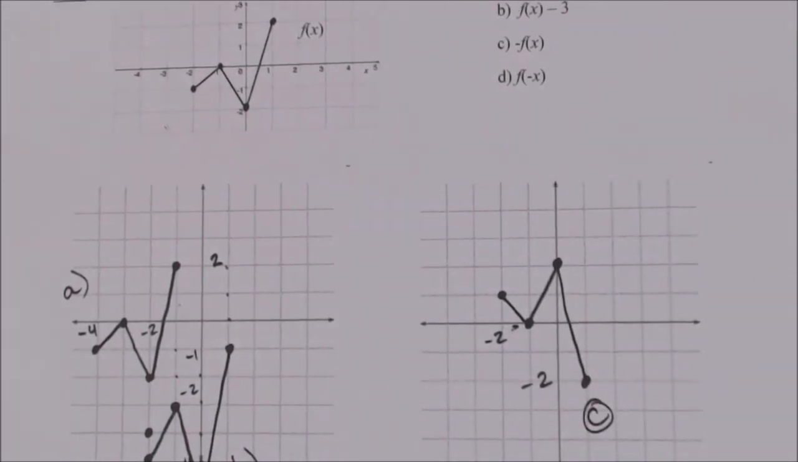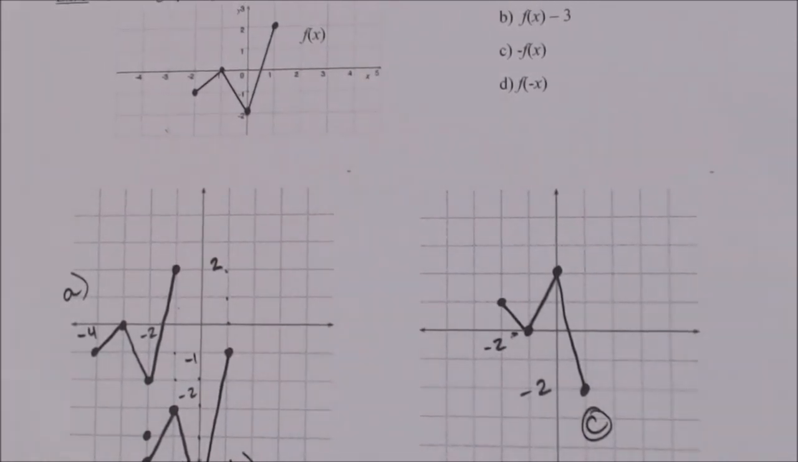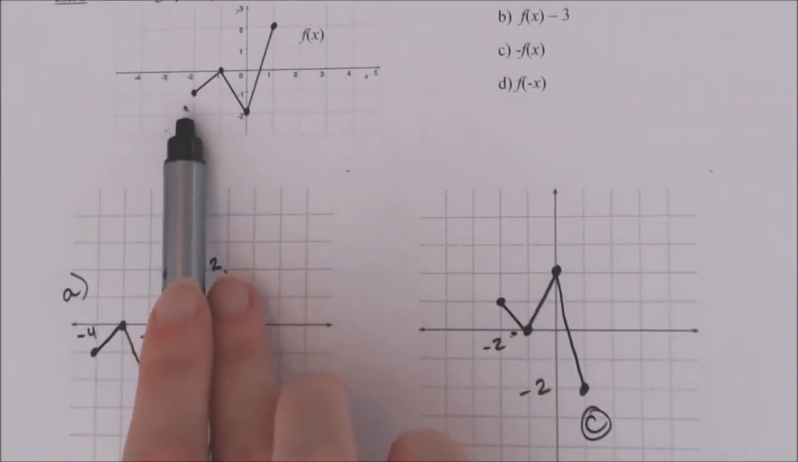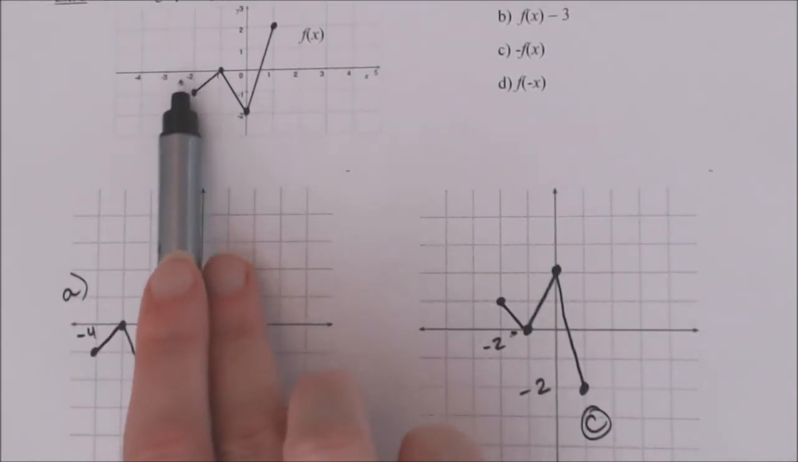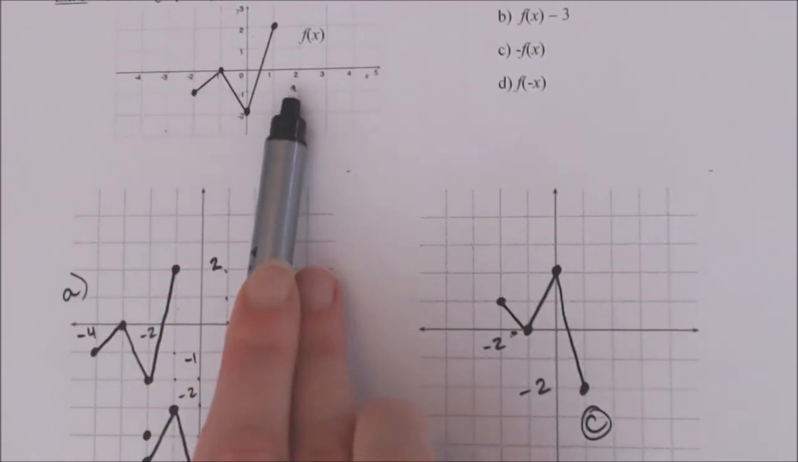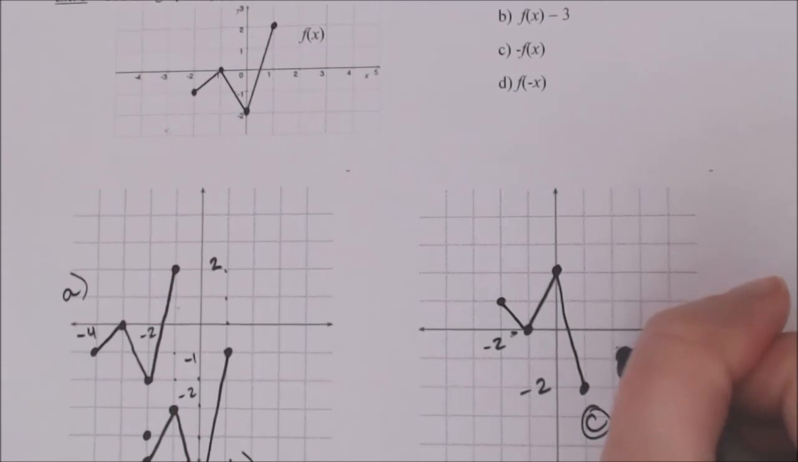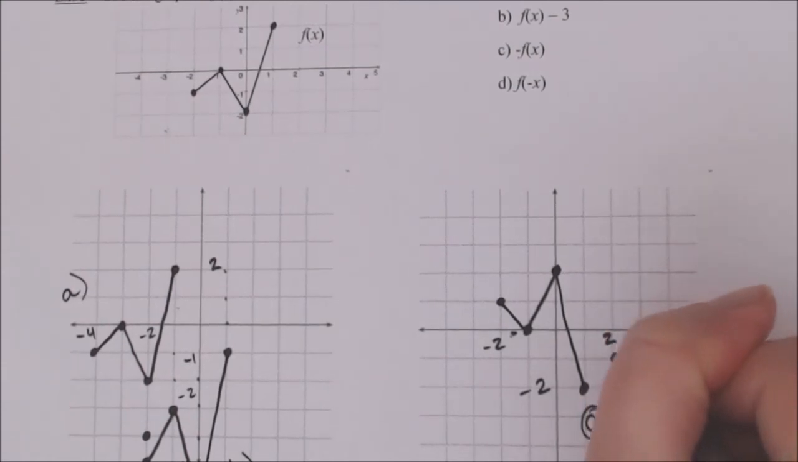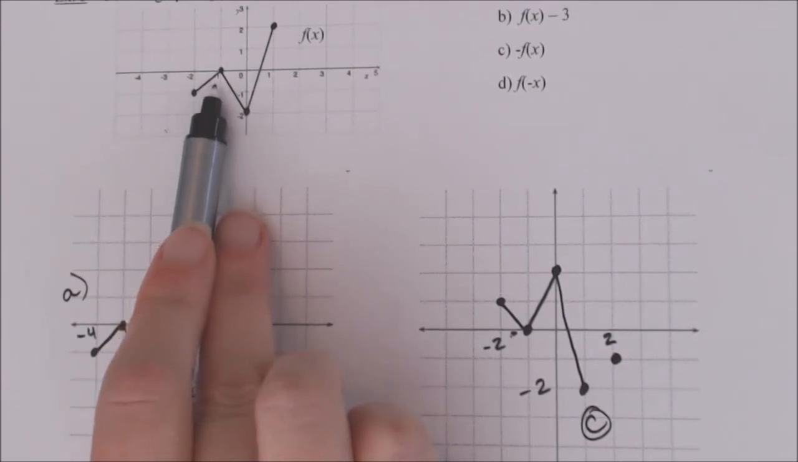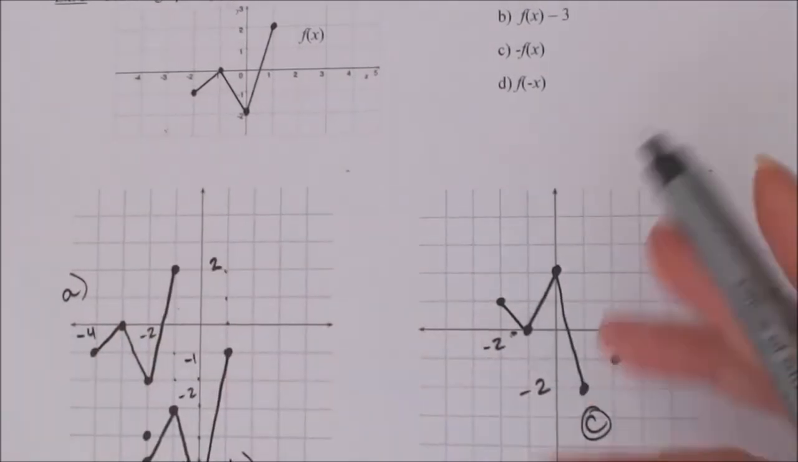And then for part D, they want us to make the flip over the y-axis. So let's go back to the original function. Anything that's over on the left side, we're going to flip it to the right side. So negative 2, negative 1, that's going to reflect to positive 2, negative 1. So positive 2, negative 1 is going to be the first point. Negative 1, 0, that's going to reflect over here to 1, 0.